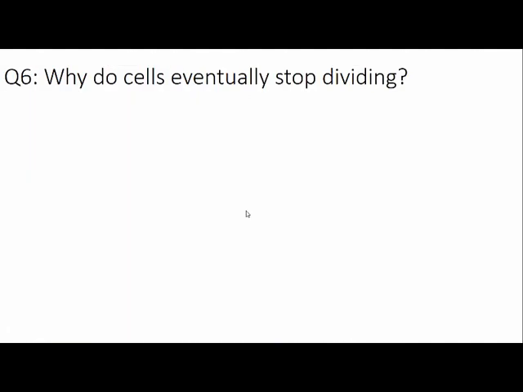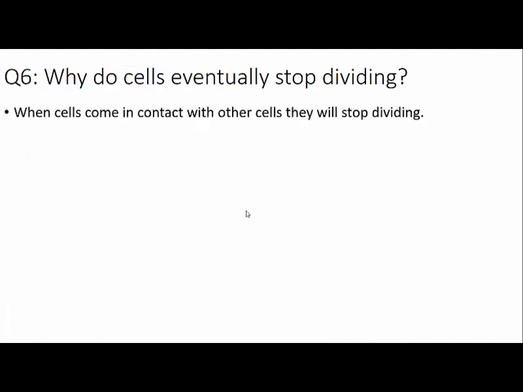All right, number 6, why do cells eventually stop dividing? Well, this is a very simple answer. When they come in contact with other cells, they will stop dividing. For example, when you have a cut on your skin and your new skin cells are going to cover that cut up, they will stop dividing when they come in contact with other skin cells.